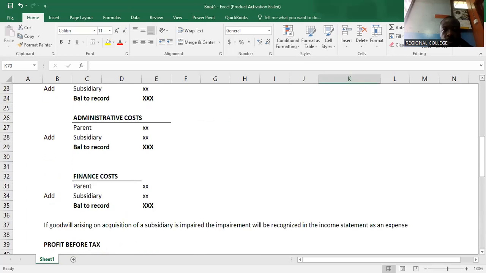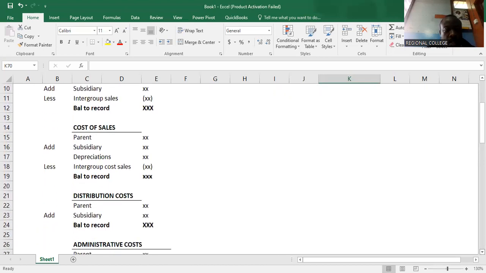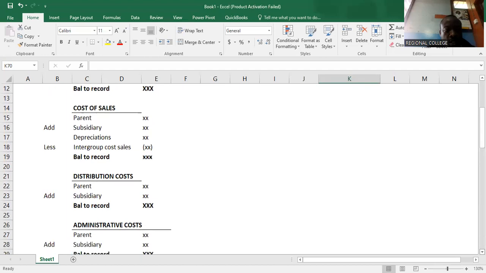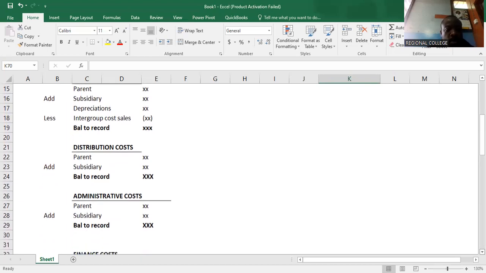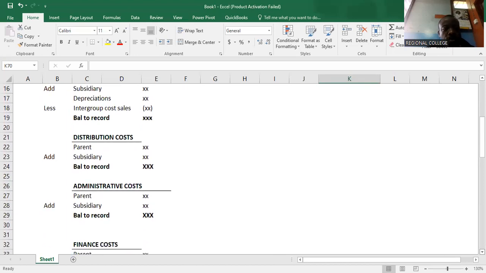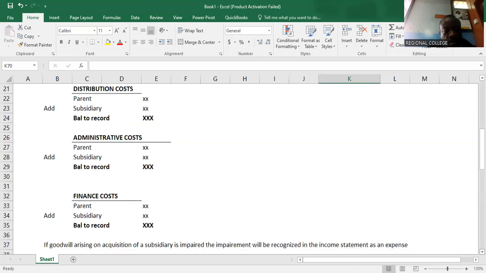So you can just do a recap. For the revenues, I pick the value of the parent, I add the subsidiary, I less intergroup sales. I go to cost of sales, the parent, I add subsidiary, I check depreciations for revaluation or UPFA, I calculate, then intergroup cost of sales after deducting the UPS, then that is the value of the cost of sales. Distribution and admin and finance costs and the income taxes have no problem. Just pick the parent and the subsidiary, a combination of the two.